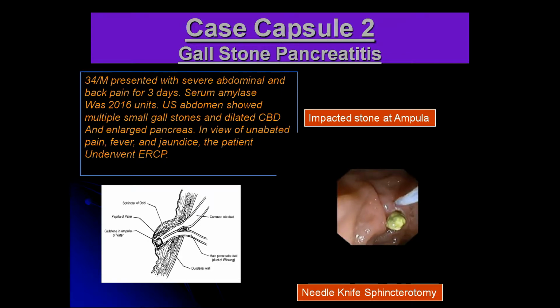By using a needle knife, a small tip of a needle diathermy knife, you can lance the ampulla and the stone will pop out like a popcorn, and the patient's symptoms relieve, and it is a very gratifying procedure to do in a case of a gallstone pancreatitis.